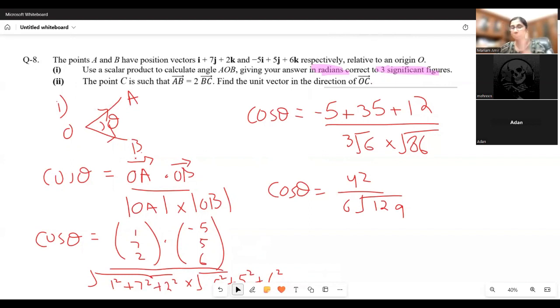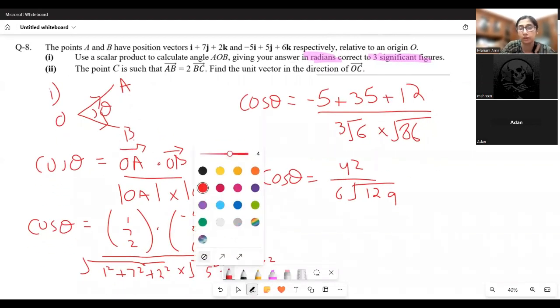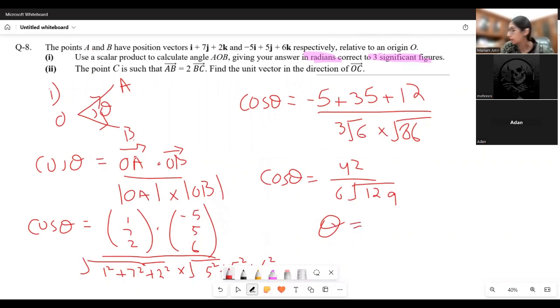Okay. Now set your calculator to radians. Take cos inverse and you get 0.9067. The question says rounded off to 3 significant figures, so 0.907.